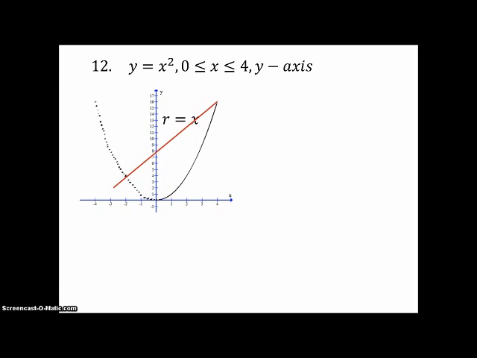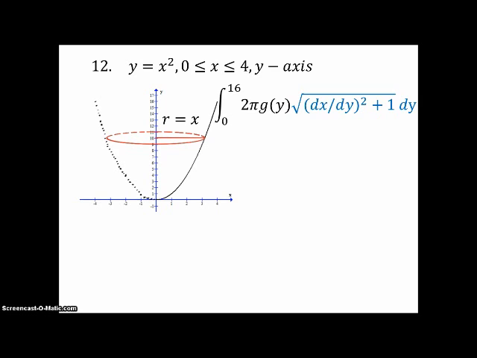Going along the curve, we could integrate along the x-axis from 0 to 4, or we could integrate along the y-axis from 0 to 16. So there's the circle back. Let's start with going along the y-axis. So there's our integral from 0 to 16, 2 pi times the radius, which is g of y or x, and then there's ds in terms of y.